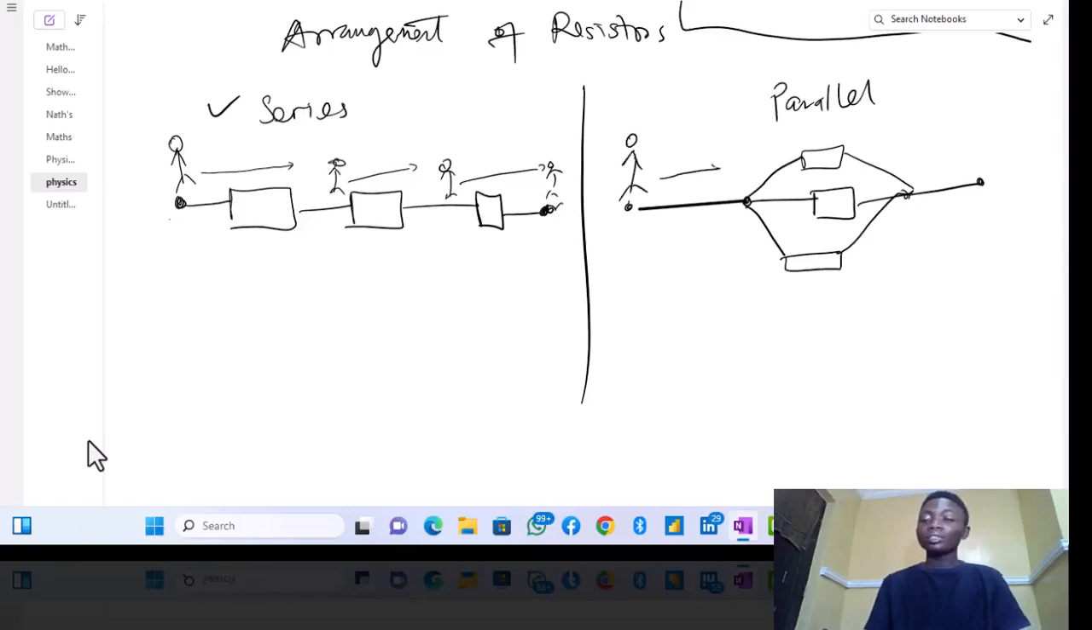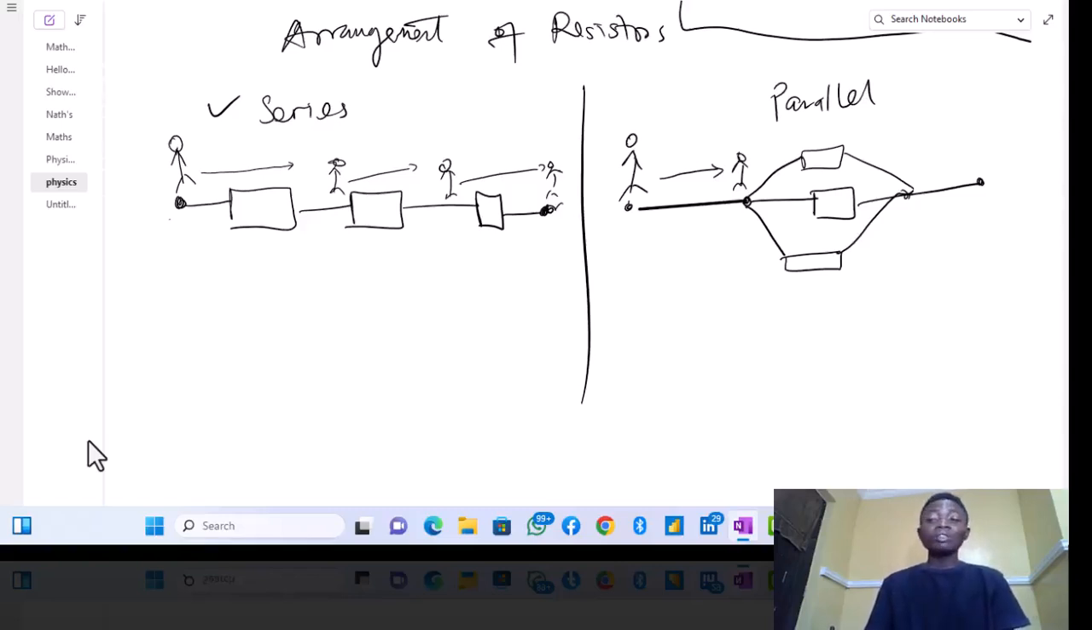This guy gets to this junction here. And this guy really wants to walk through these three resistors at the same time. How can this guy do it? This guy cannot possibly walk here and walk here at the same time. So something has to happen.